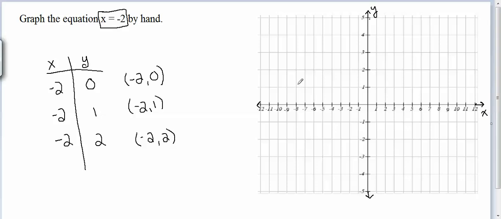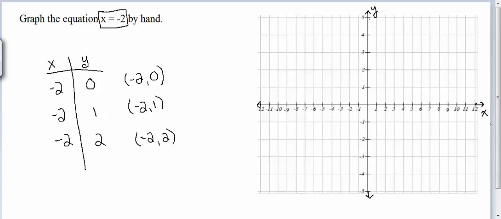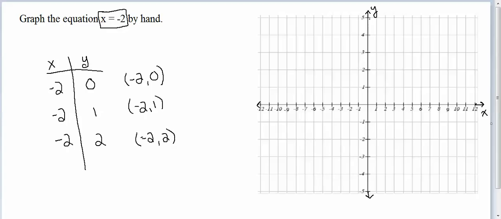So to make our graph, notice the x is always on the horizontal axis, the y is always on the vertical axis. To plot this first point, negative 2, 0, I go to negative 2 on the x-axis, and I don't go up at all. My y is a 0, so there's my first point, negative 2, 0.